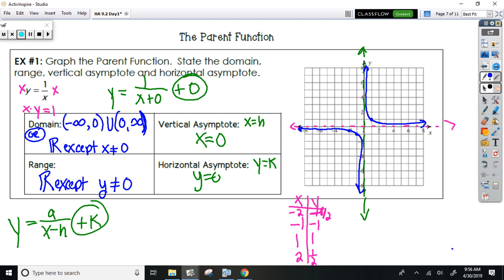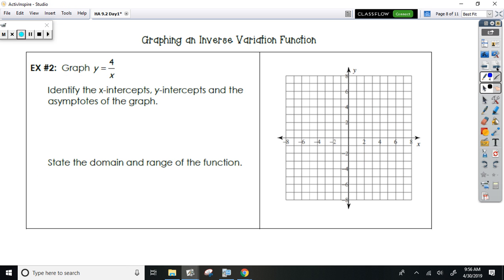All right, let's flip to the back. They want us to, in example 2, graph the function and identify the x-intercept, y-intercept, and the asymptotes of the graph, and state the domain and range. So the difference between the last one and this one is we have an a value of 4. So this is a stretch. It's actually going to pull it away from the origin a little bit, stretching it further.